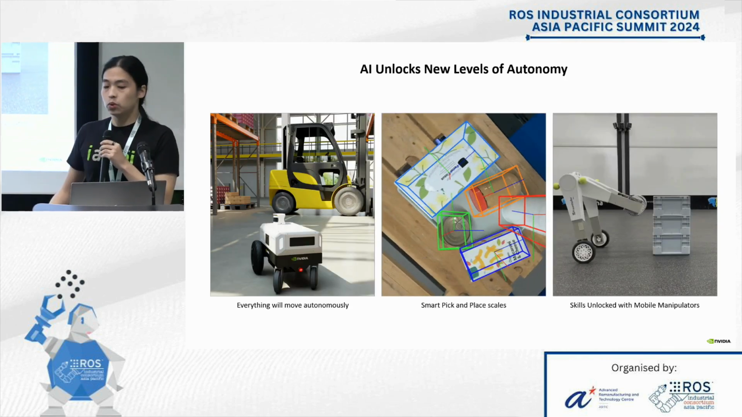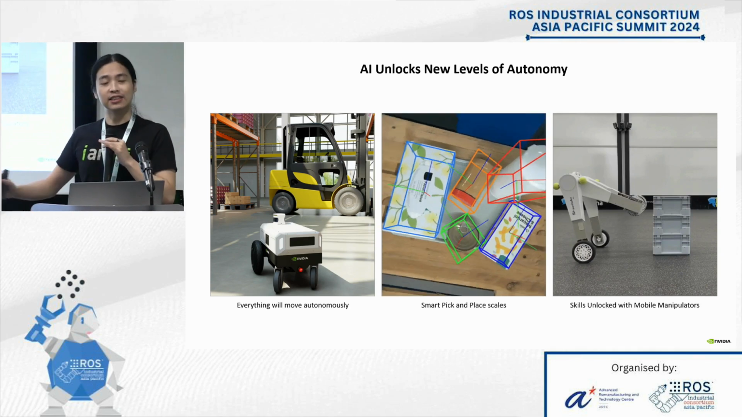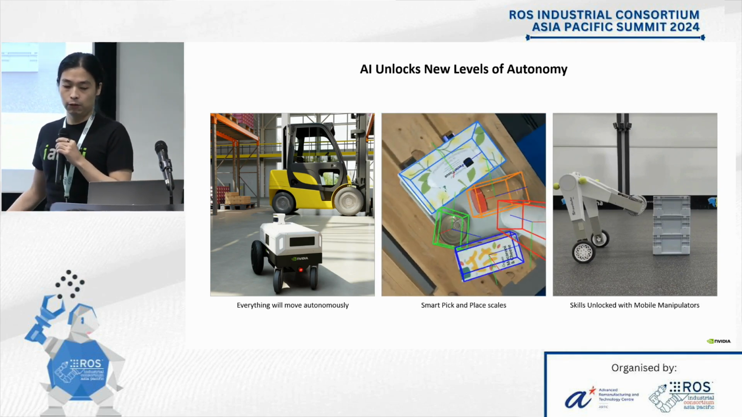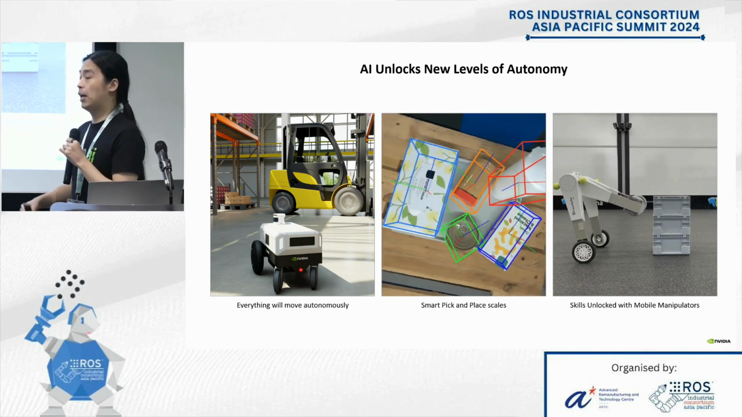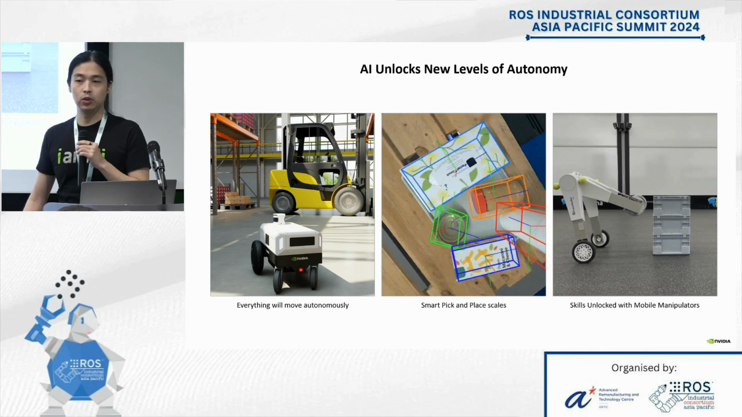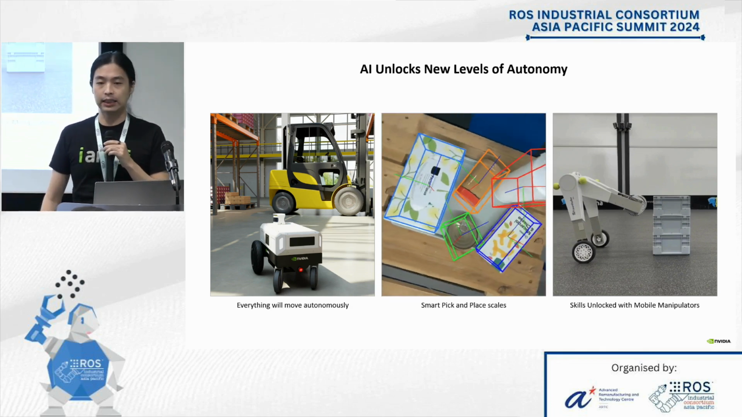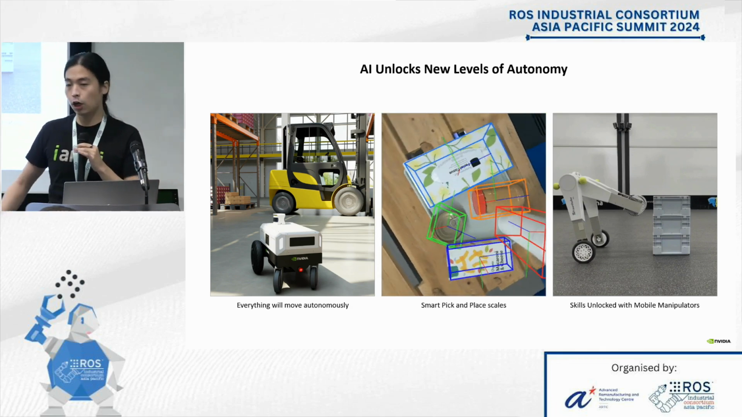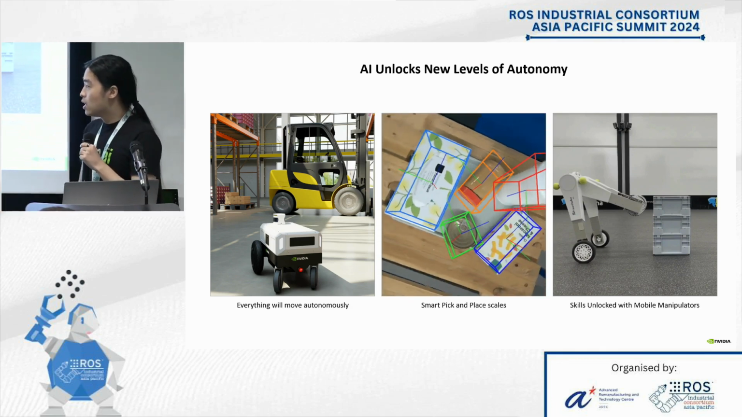And with this, we believe, at least in this room, that AI unlocks a new level of autonomy, because everything that moves will one day be autonomous, right? We don't want a pilot sitting behind a screen to control it. If it can run by itself, why not let it go?